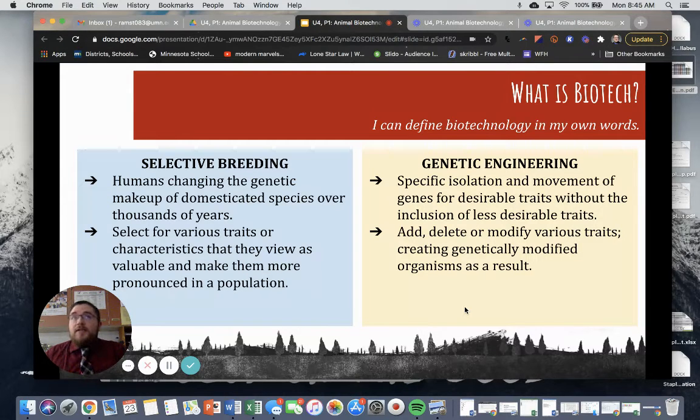We talked about selective breeding a little bit earlier in the semester in vet science, but selective breeding is essentially when we take mom and dad, or two different sexes, and combine them to selectively breed in a specific trait. So think about you, for example, okay? You were selectively bred because mom and dad chose to conceive you, right? So that is a form of selective breeding, okay? We select for various traits or characteristics that they view as valuable and make them more pronounced in the population.